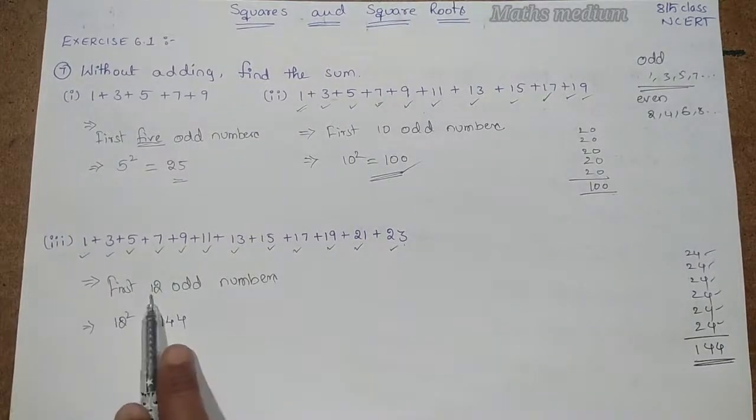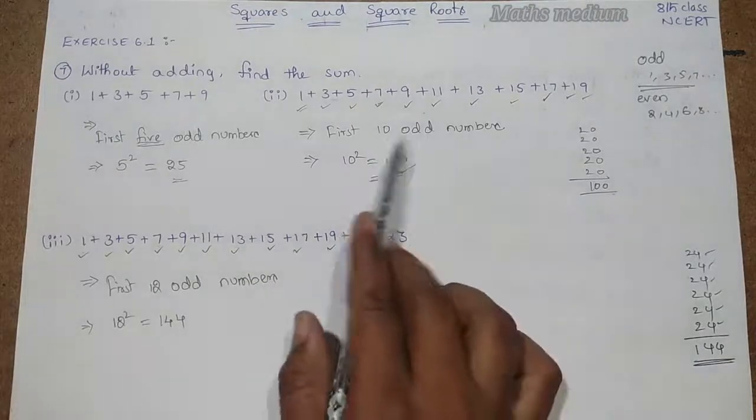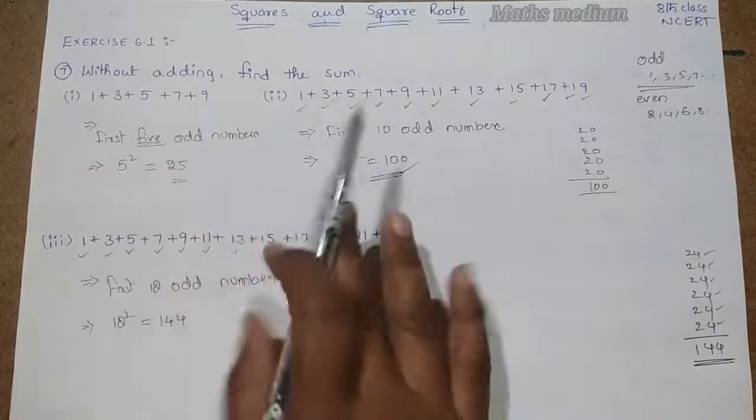12 square is equal to the sum of 12 odd numbers here. Here also 10 odd numbers. Here also 5 odd numbers. This is about this session.